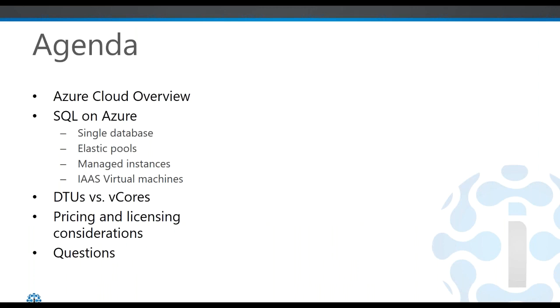Ken's going to do a deep dive on SQL in Azure for us. We're going to unpack the differences between Azure Single Database, Elastic Pools, managed instances, or running SQL on a virtual machine in Azure. We're going to talk about DTUs versus vCores. We understand this stuff's confusing. We're going to help you figure that stuff out. Go over the pricing and the licensing considerations, and then leave some time at the end for questions.